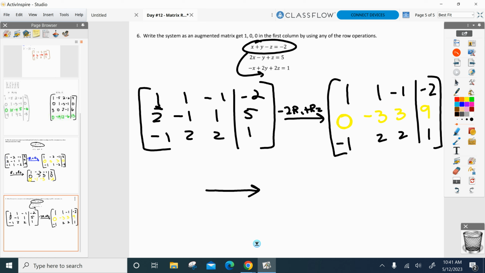And then, how do I make that -1 into a 0? Add 1 to it. Perfect. I already got that in row 1. In this case, I don't even need to multiply. I can just say row 1 plus row 3. And I'm just adding those 2 rows together.